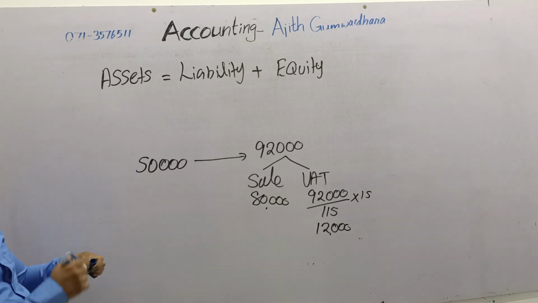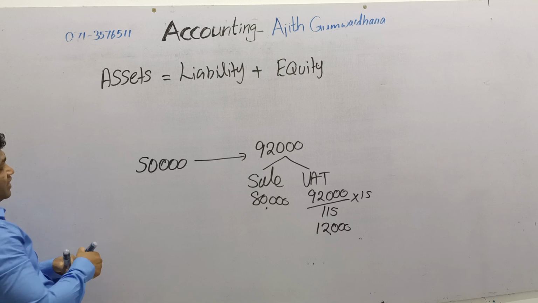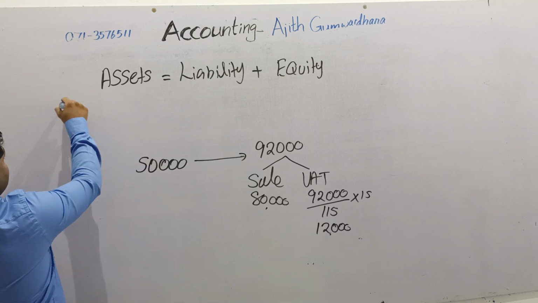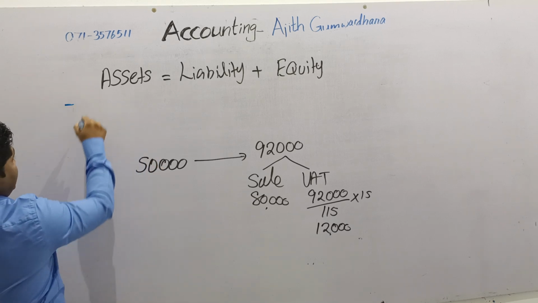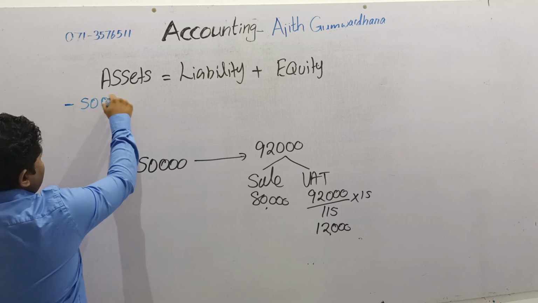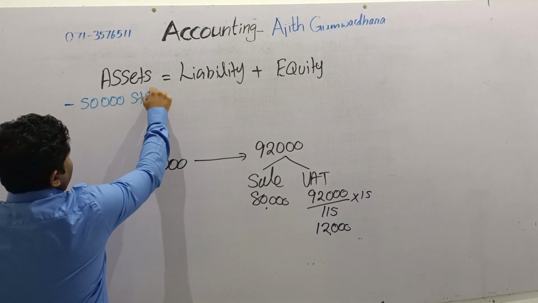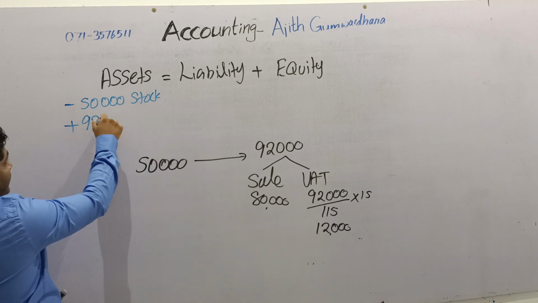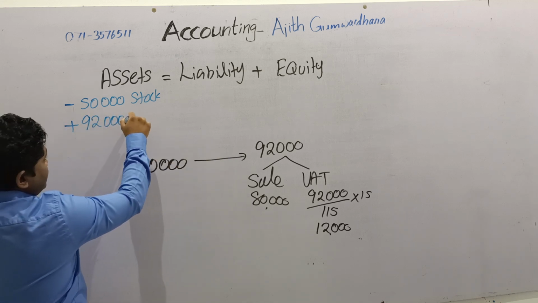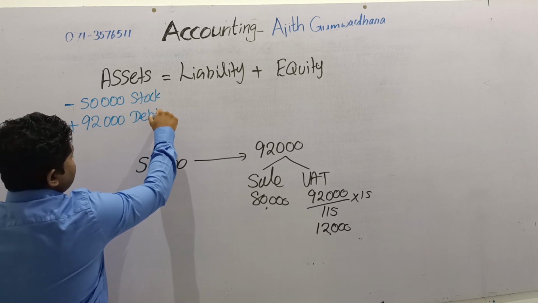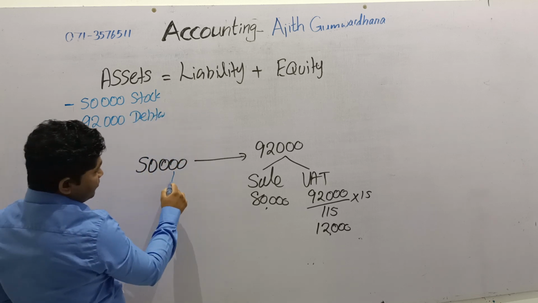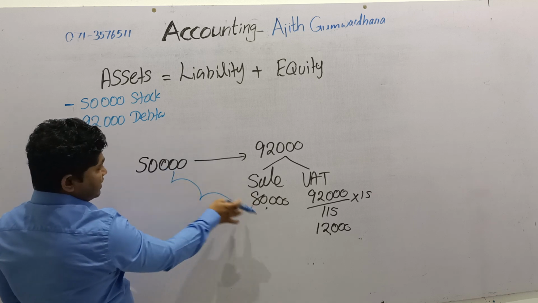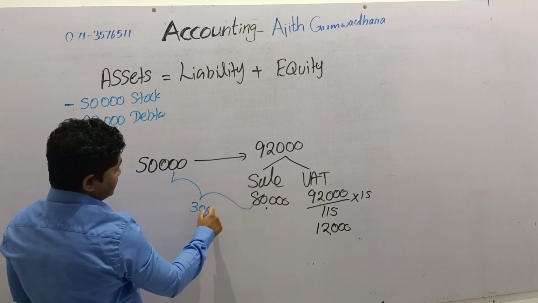You have to know how to record this in the economic equation. First, the effect on stock: stock decrease 50,000, an asset decrease as stock. And debtors increase 92,000. Debtors are assets, so 92,000 asset increase as debtors. But profit should be calculated by comparing cost value and selling price, which equals 30,000.